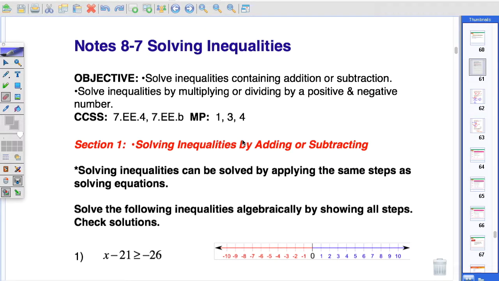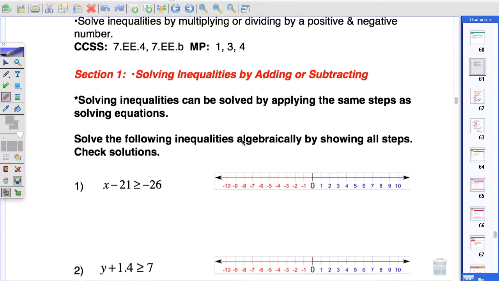This is Notes 8-7, Solving Inequalities. The objective is to solve inequalities containing addition or subtraction, and to solve inequalities by multiplying or dividing by a positive and negative number. The Common Core state standards are listed in the mathematical practices.